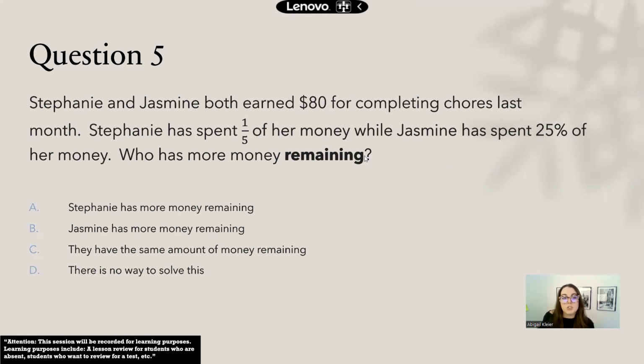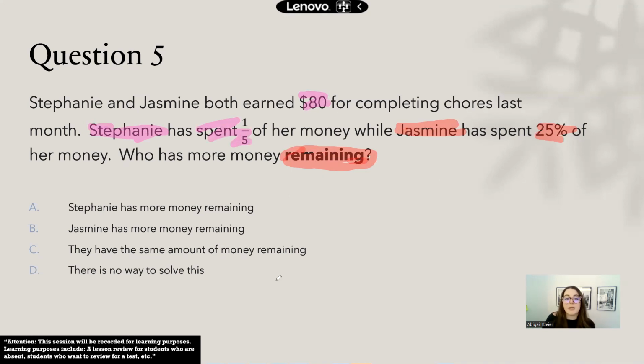And this is our last question here. So this is a word problem, and we're going to see who has more money remaining. So Stephanie and Jasmine both earned $80 for completing chores last month. Stephanie spent 1/5 of her money, and Jasmine spent 25% of her money. Who has more money remaining? Okay, so we need to see who still has the most amount of money left over after all of this.